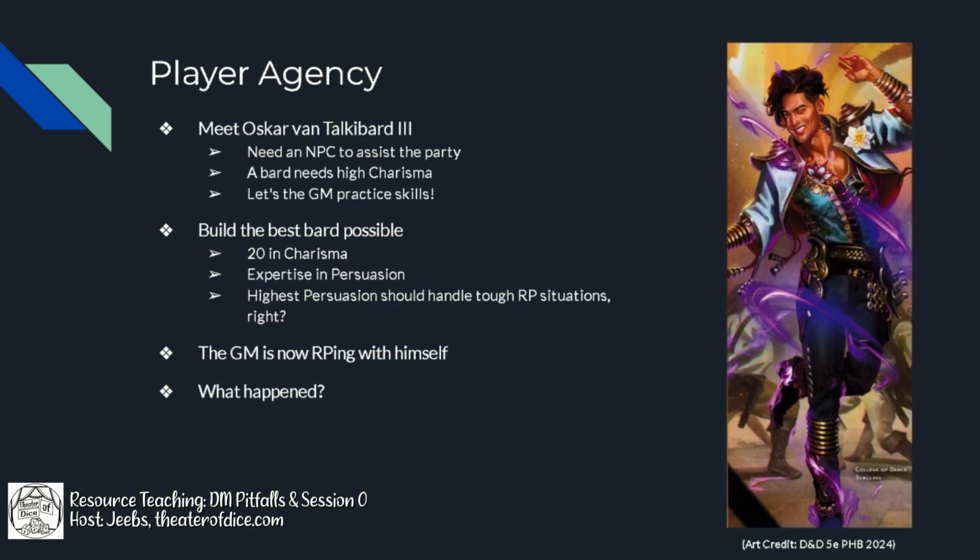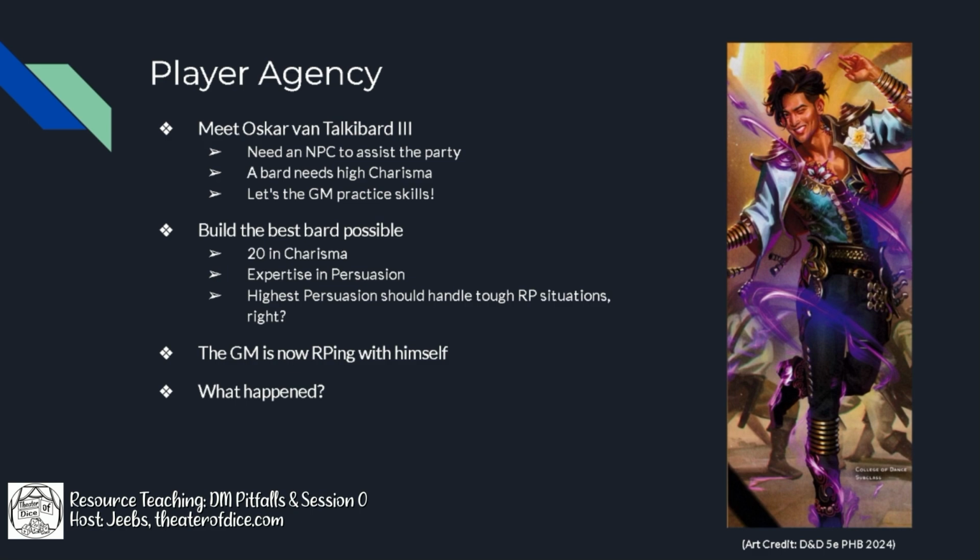Let's meet Oscar von Takibard III. The GM introduced an NPC to assist the party, as they were lacking in buffs and healing. Buffs and healing, a bard seems like a pretty good option. Of course, a bard needs really high charisma, which means they should be really talkative, right? Plus, it gives that GM a chance to practice their musical skills or their acting skills.